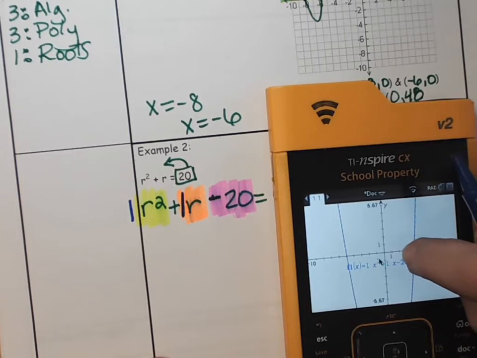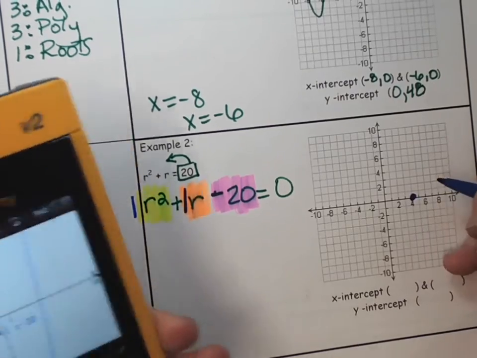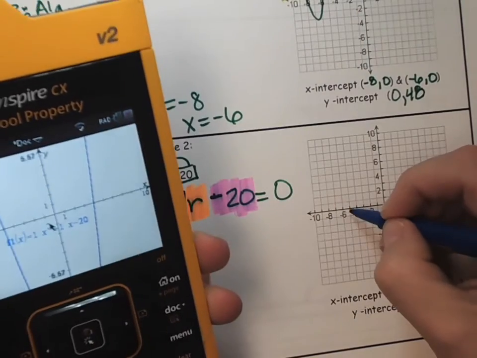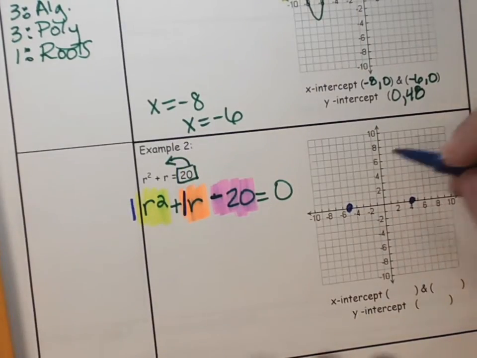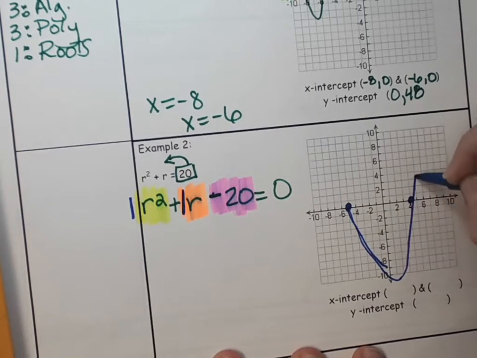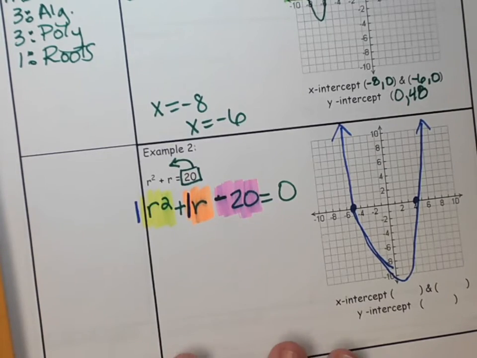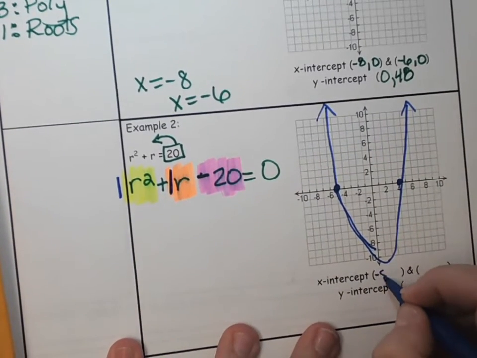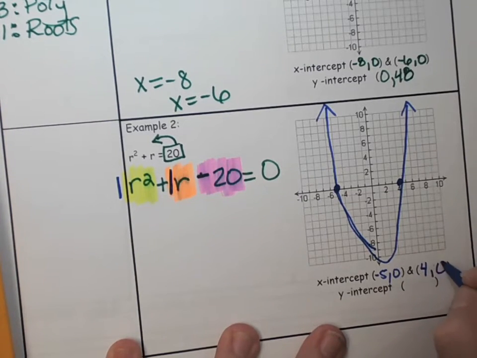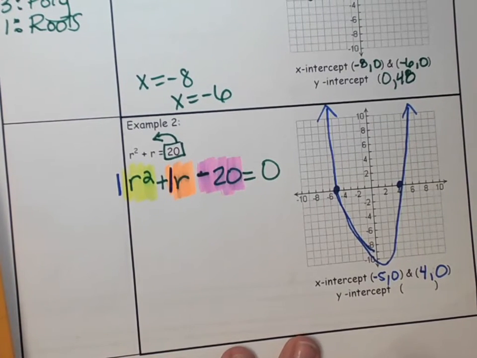Notice it touches at 1, 2, 3, positive 4. And it also touches at 1, 2, 3, 4, 5, negative 5. It's going to come down this way pretty far and then up. It's open upward. So we just said that it touched at negative 5, 0. And it also touched at 4, 0. So those are your x-intercepts, your solutions, your roots.